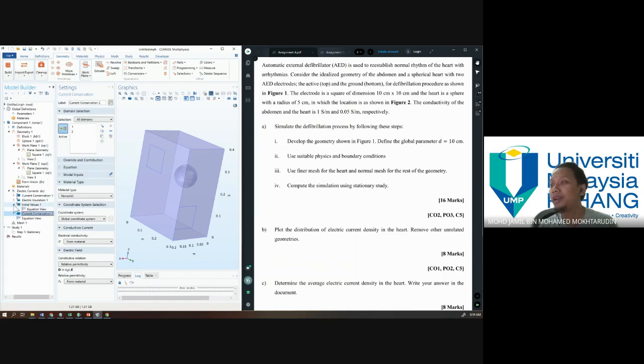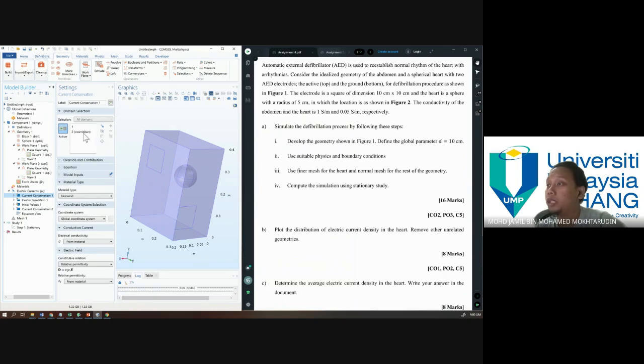Okay, so just duplicate, and then in this second current conservation, you just select the heart. Just scroll your mouse so you can get the heart. And then the heart has electrical conductivity equals 0.05. And then go back to current conservation 1.